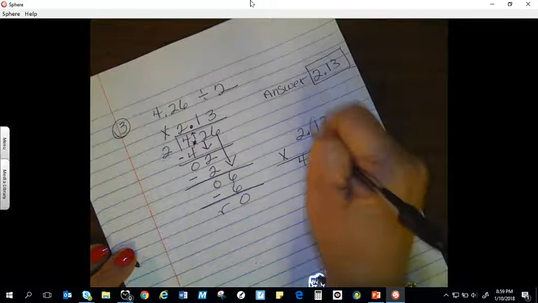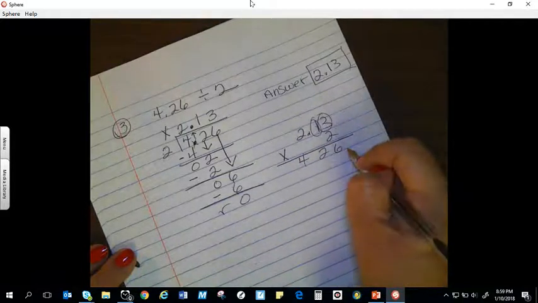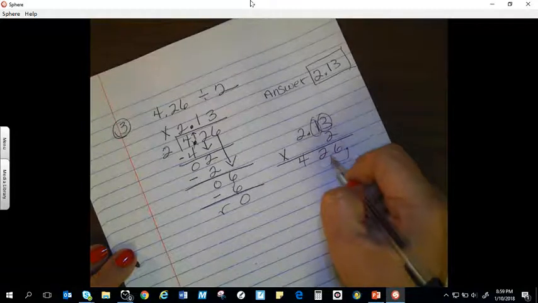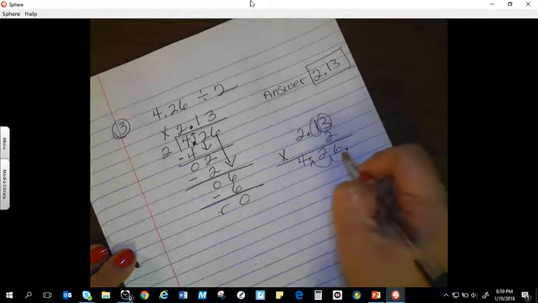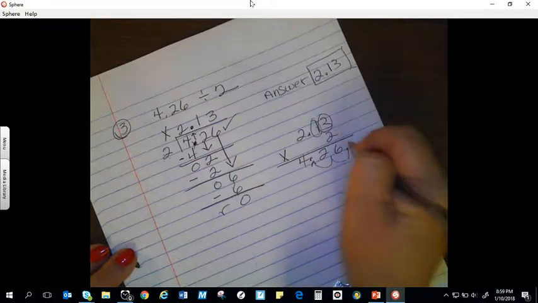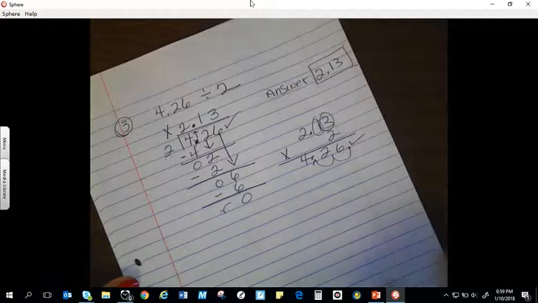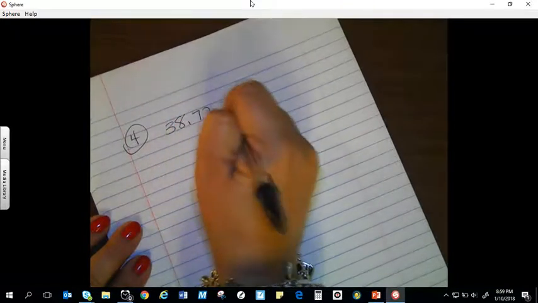I have 2 place values. I'm going to move it over. Again, I'm going to start right here, right after the ones place, and I'm moving it over 1, 2, and my answer is 4 and 26/100, which matches my dividend. Okay, so now we're going to move over to problem number 4. And problem number 4 is 38 and 72/100 divided by 5.